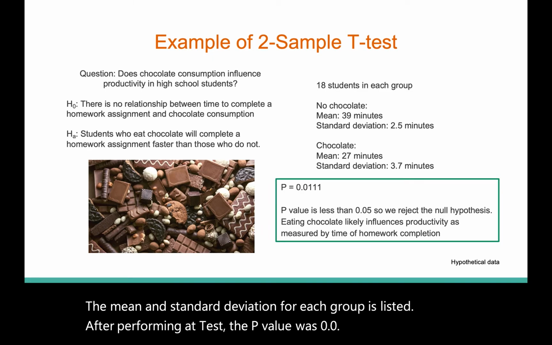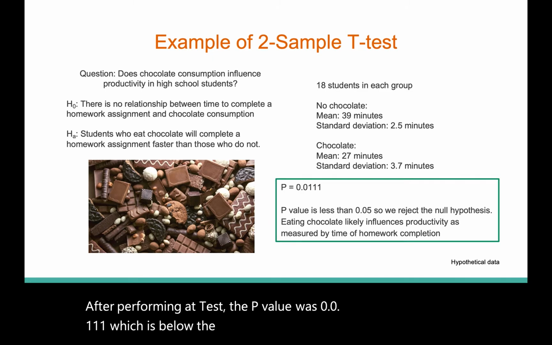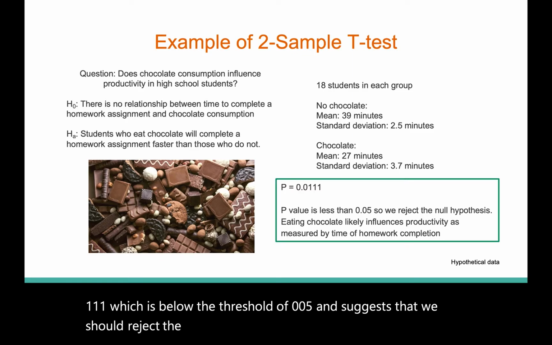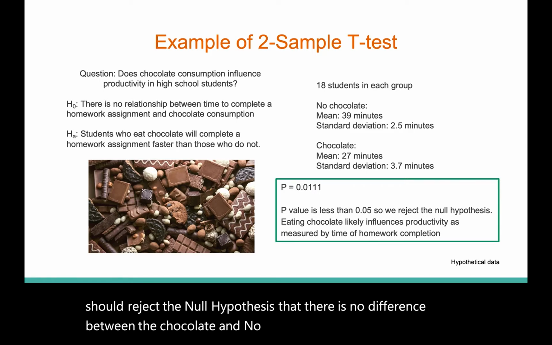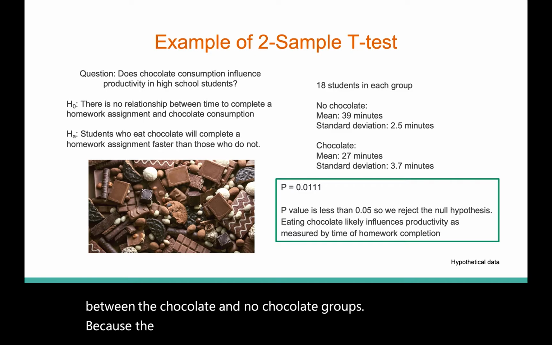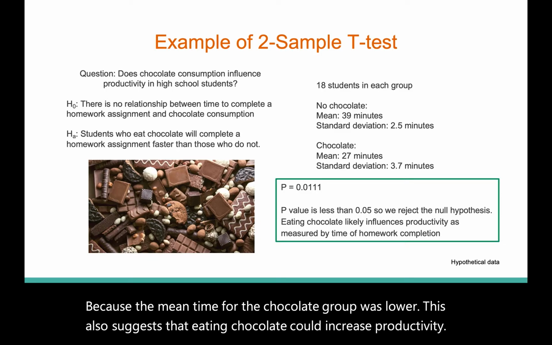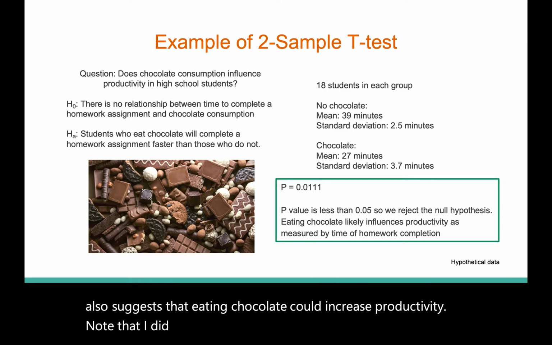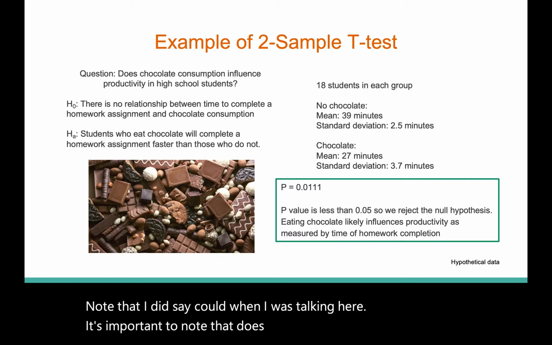which is below the threshold of 0.05, and suggests that we should reject the null hypothesis that there is no difference between the chocolate and no chocolate groups. Because the mean time for the chocolate group was lower, this also suggests that eating chocolate could increase productivity. Note that I did say could when I was talking here. It's important to note that it does not necessarily mean that chocolate itself increases productivity.